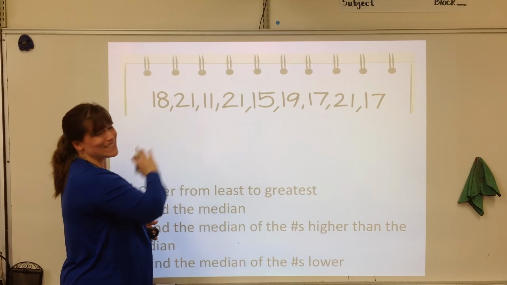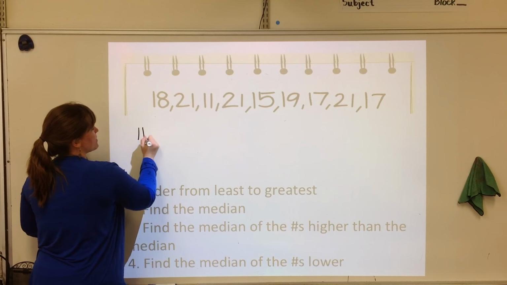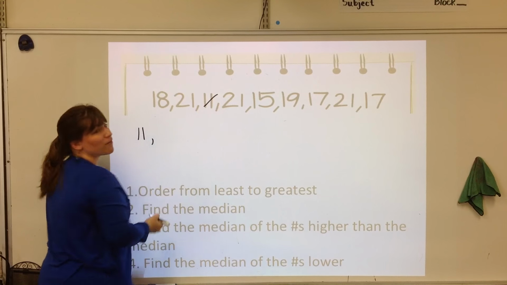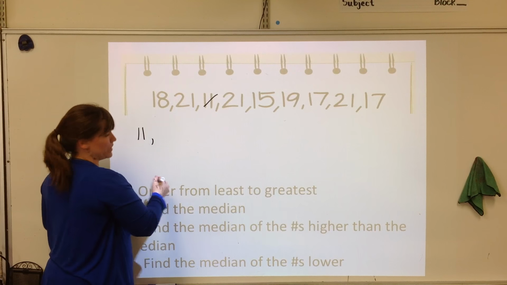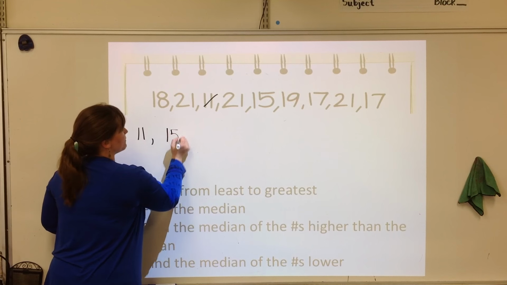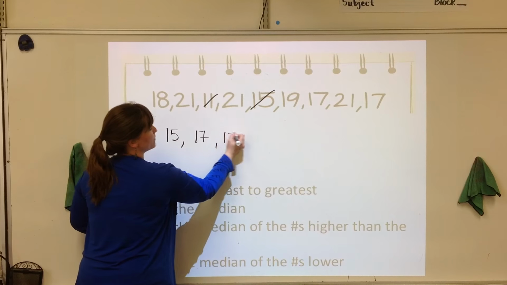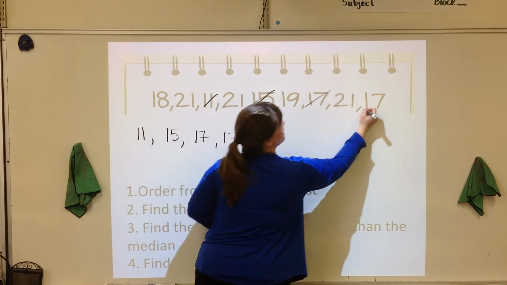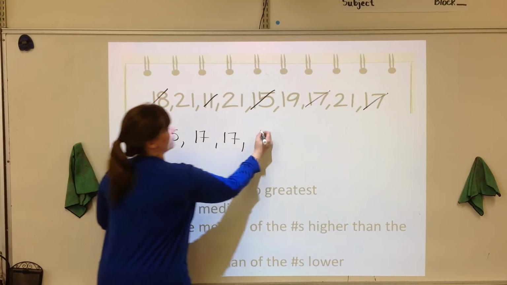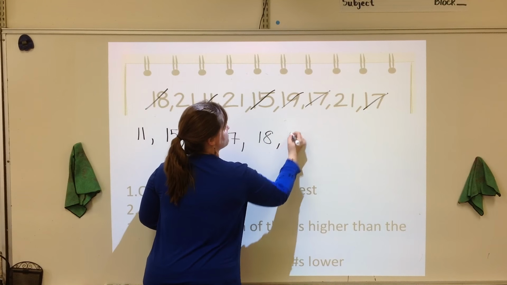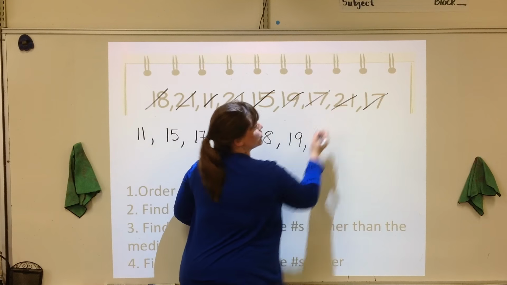We have a data set, it is not in order. If it's not in order, we do have to put it in order. We're going to have 11, and I'm going to cross off my numbers as I do that. That's a really good trick, so that way I know I'm using them all. Then I have 15. Then I have 2 17s. I'm going to cross those out. And then it's 18, 19, and then I have 3 21s left.